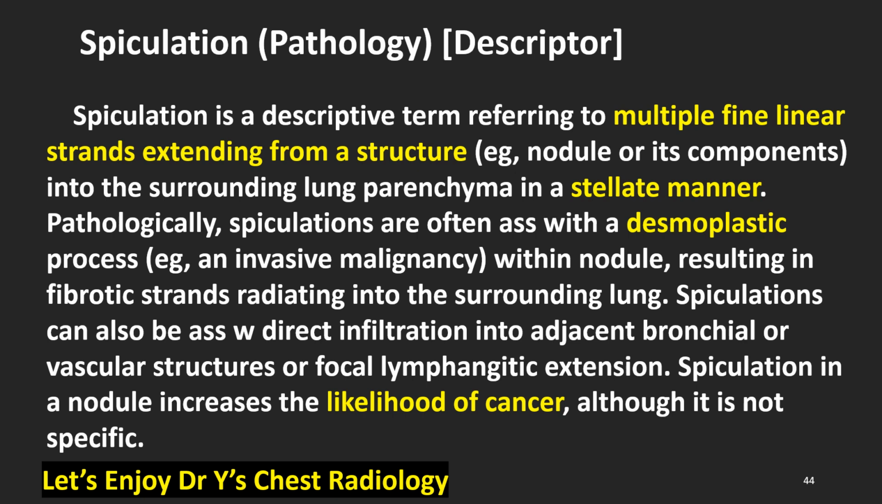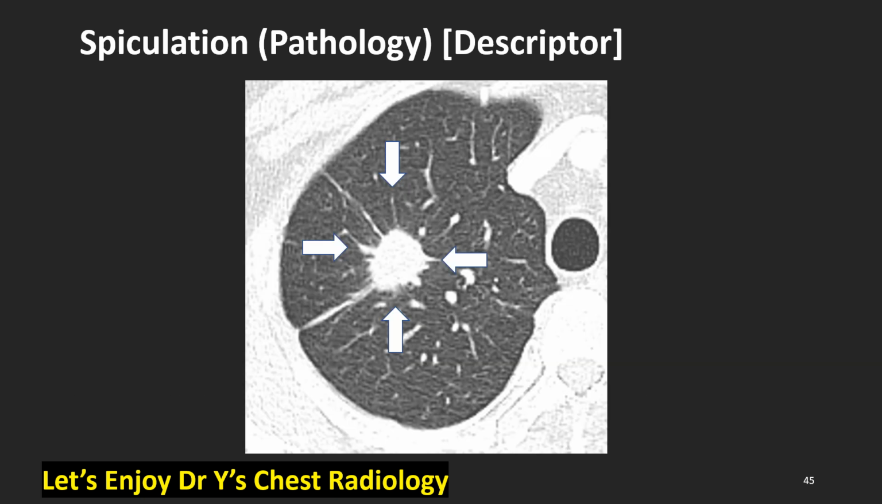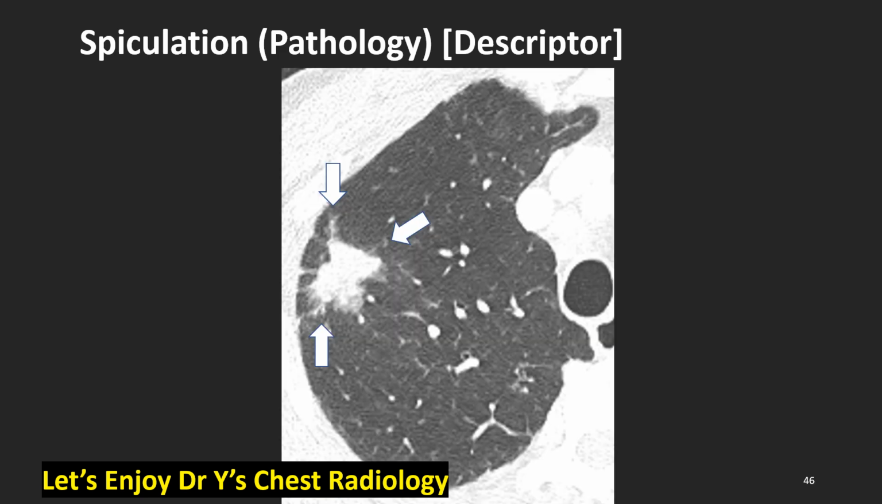Spiculations can also be associated with direct infiltration into adjacent bronchial or vascular structures or focal lymphangitic extension. Spiculation in a nodule increases the likelihood of cancer, although it is not specific. Arrows indicate spiculations of right upper lobe adenocarcinoma. Arrows indicate spiculation of right upper lobe non-small cell lung cancer.